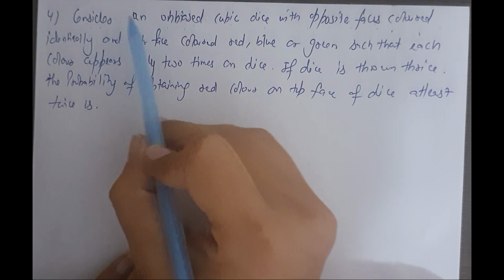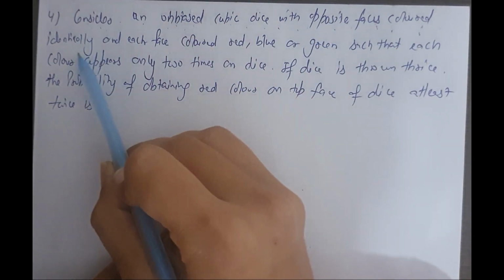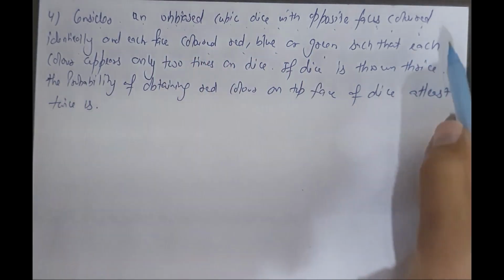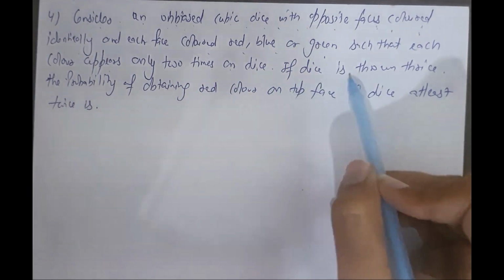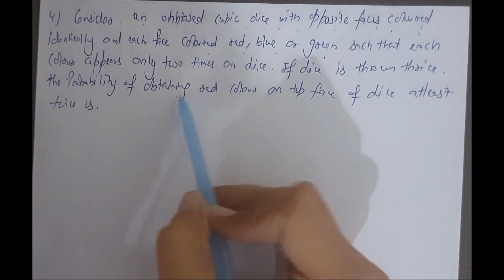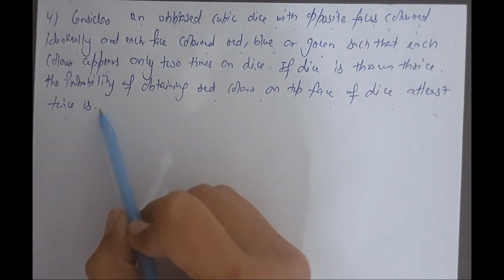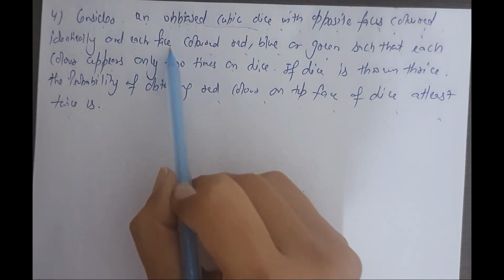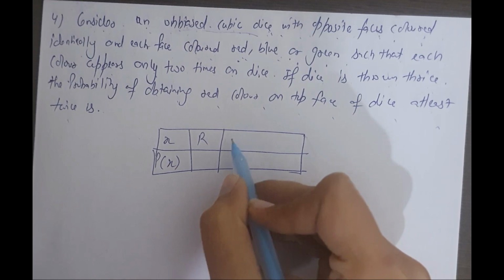This is the answer. Consider an unbiased cubic dice with opposite faces colored identically and each face colored red, blue and green such that each color appears only 2 times on the dice. If the dice is thrown thrice, the probability of obtaining red color on top face of the dice at least twice is. Here an unbiased cubic dice is there with each face colored red, blue and green. Here x is, this is x.